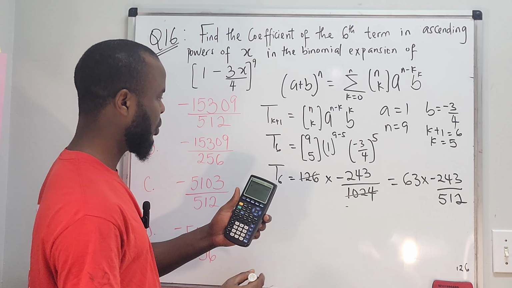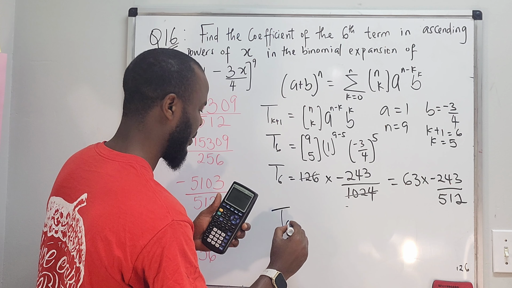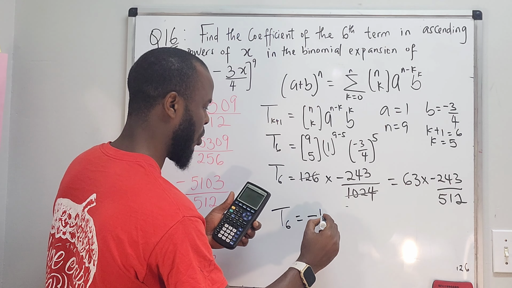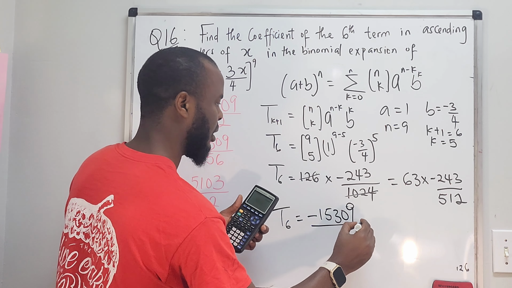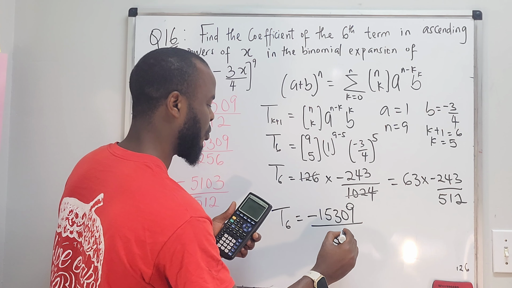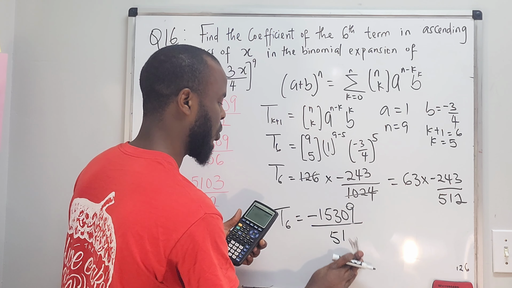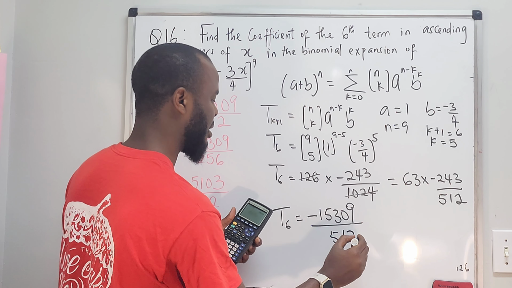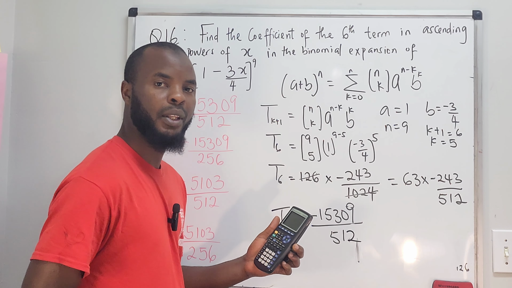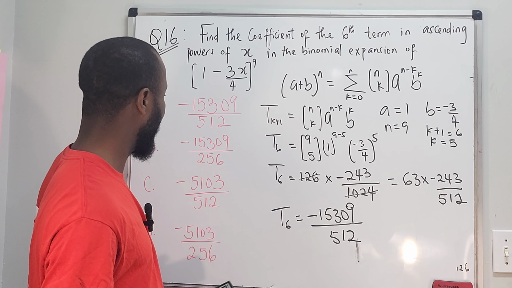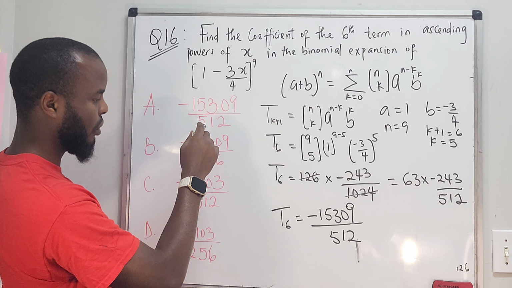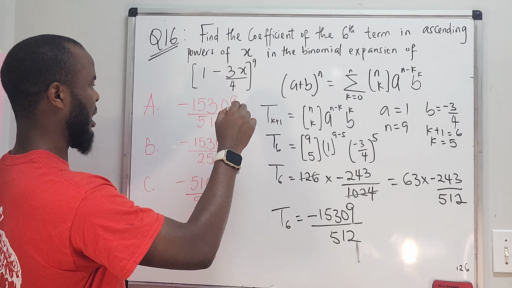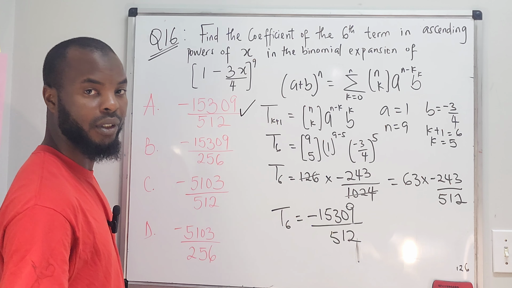So here my calculator is showing me that we have negative 15309 divided by 512. So this is the answer in the lowest terms. And if you look at that, negative 15309 over 512, the answer should be option A.